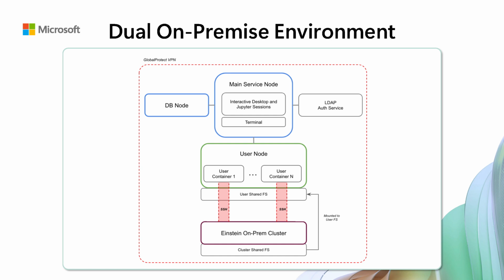And for the case of the Albert Einstein cluster in particular, these user workspaces mount directly to the user's home directories on their cluster. So all of these nodes are on premises. You have to log in through a special connection to get to the on-premise environment. So all of this is isolated away, and fully integrated with the cluster file system.